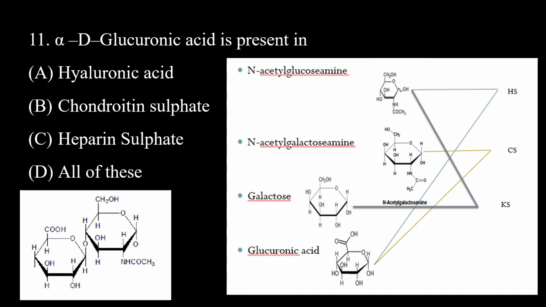11. Alpha-D-glucuronic acid is present in A. Hyaluronic acid, B. Keratin sulfate, C. Heparin sulfate, D. All of these. If we see here, this is the glucuronic acid which is present in keratin sulfate, heparin sulfate.